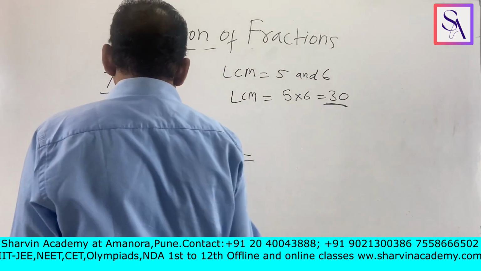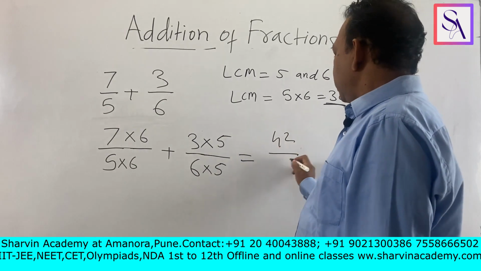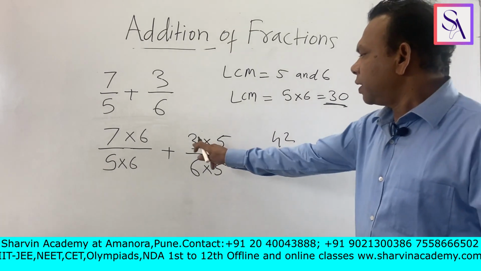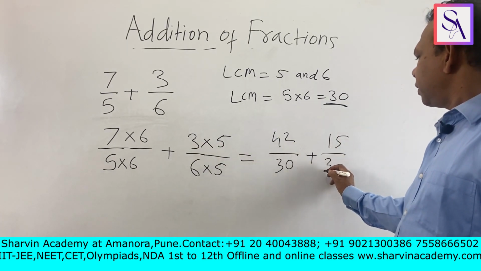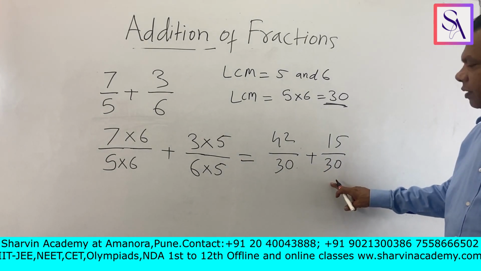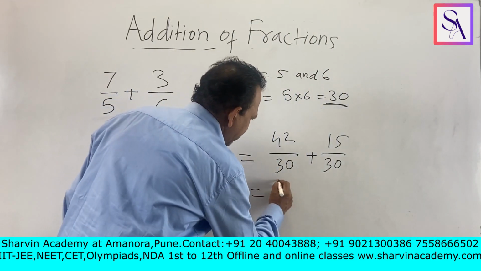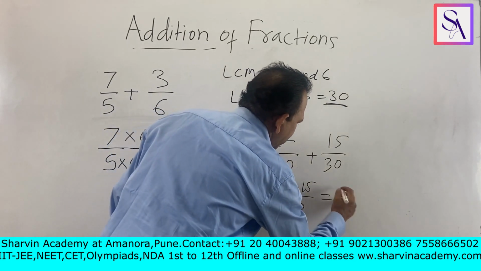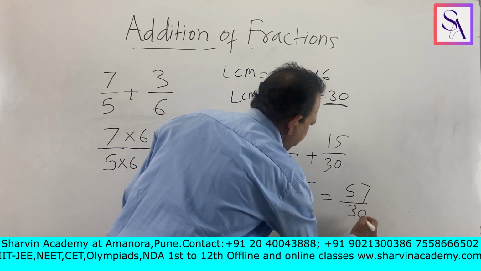So what is the answer? 7 6s are 42 by 30, right? Plus 3 5s are 15 by 30. So now denominators are the same, right? Now you can add. So how are we going to add? 42 plus 15, 42 plus 15 by 30, which is nothing but 57 by 30, is the answer.